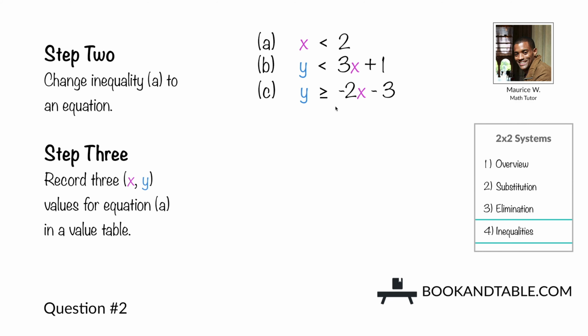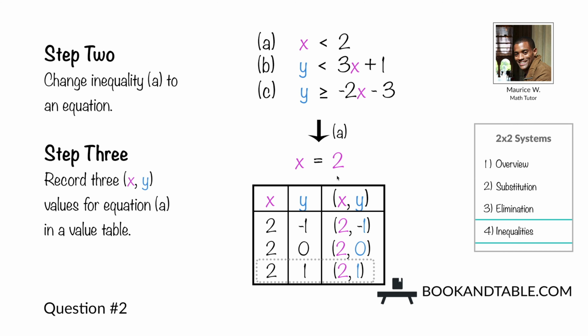And now we want to create value tables for A, B, and C. So step 2, change inequality A to an equation. And since x is always going to be equal to 2, all 3 points in this value table, x will be equal to 2. And since it's a vertical line, we'll use negative 1, 0, and 1 for our y coordinates. So this is the value table for A.